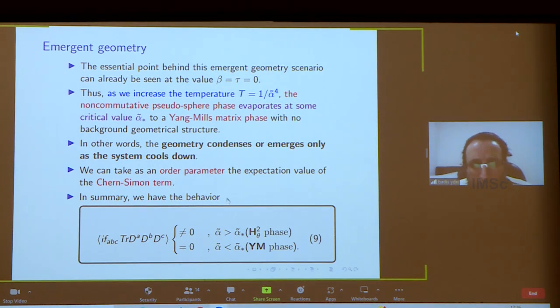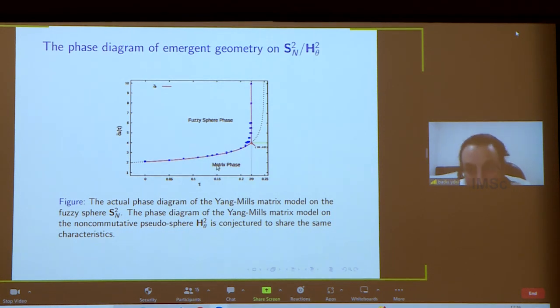So we have a phase transition at some critical point alpha tilde star between a pseudosphere phase and a Yang-Mills phase. This is the essential behavior. The order parameter here, I took it to be precisely the kinetic term parameter, nothing more. If I now would like to study this model in the alpha-beta plane, I will find a picture like this. This is actually the phase diagram on the fuzzy sphere, and what I conjecture is that this is precisely the phase diagram on Euclidean AdS2, on the pseudosphere. So there will be a pseudosphere phase, and there will be a matrix phase, and there is a critical coexistence line between them, which will saturate at some value, which is precisely also 2 over 9 in both models.